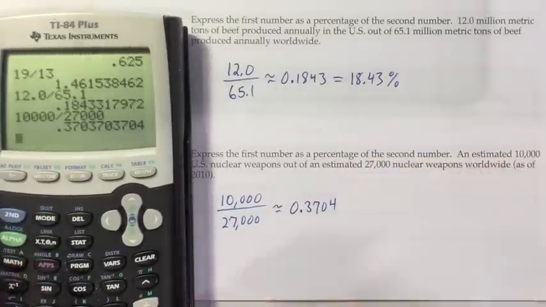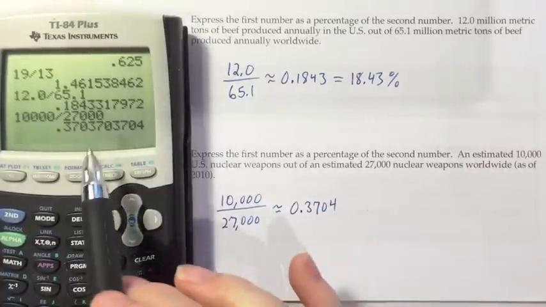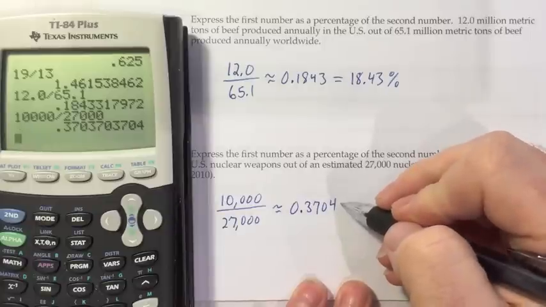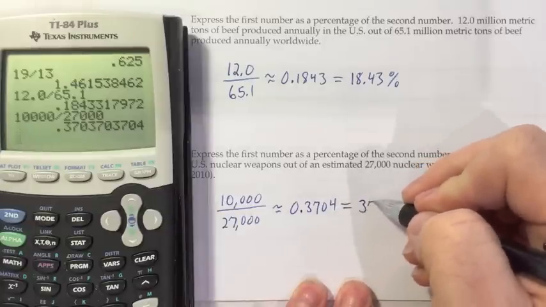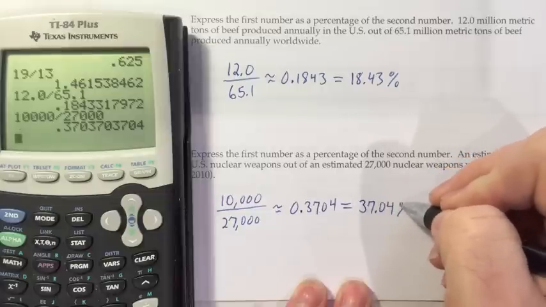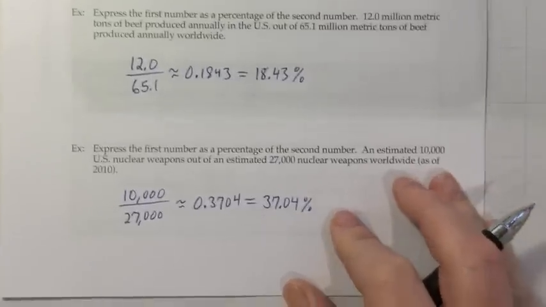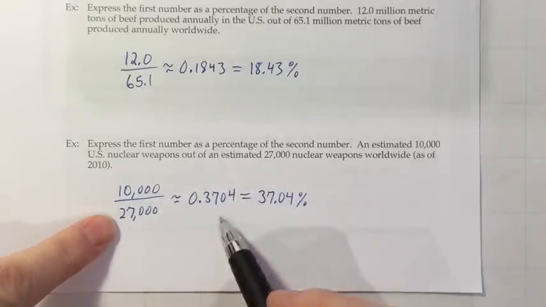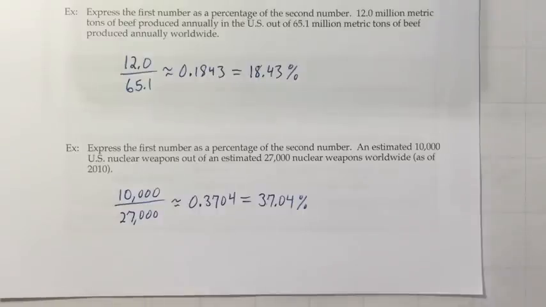So notice that when I do that division, our 4th decimal place is actually a 3, but followed by a 7, so I rounded that up. Multiplying by 100% moves the decimal over 2 spots. We add the percentage symbol, and there we go. So apparently 37.04% of the nuclear weapons in the world are in the US. So that's our technique. If they want the first number as a percentage of the second, do the first one divided by the second, that gives you a decimal, which we can convert to a percentage.